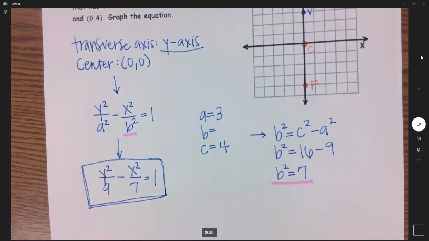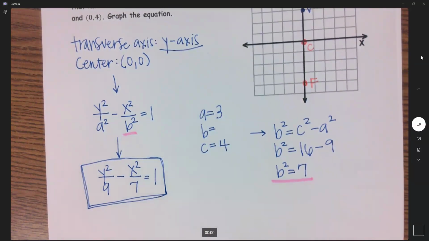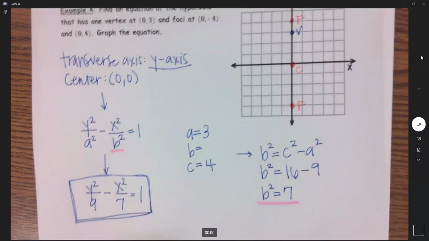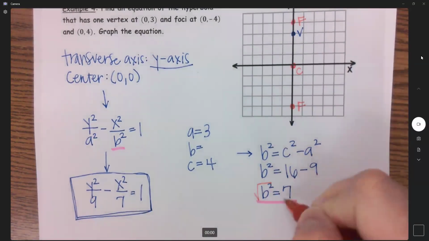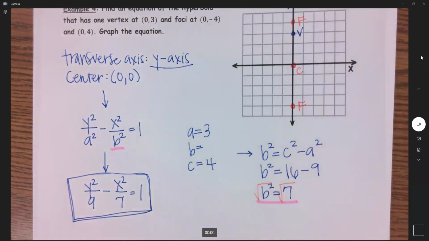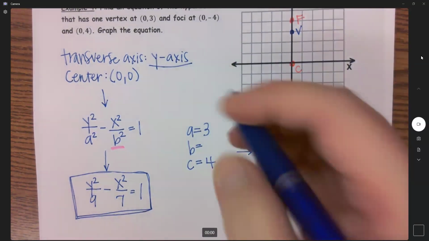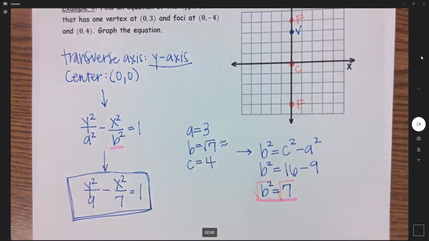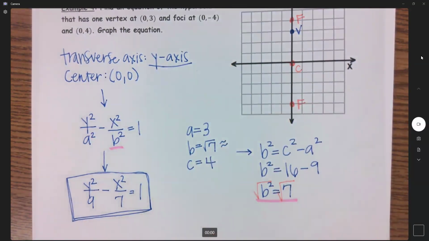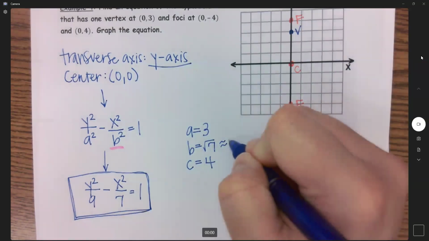Okay, so there is my equation. So now let's graph it. To graph it, I do need to find b. We're going to take the square root of both sides. 7 is a prime number though, so this is square root 7. And we've already done square root 7. About 2.6.